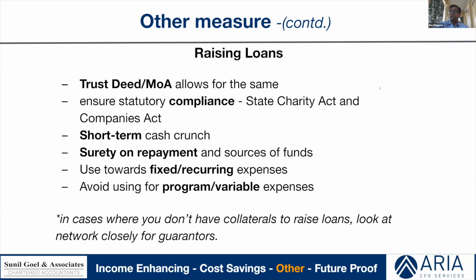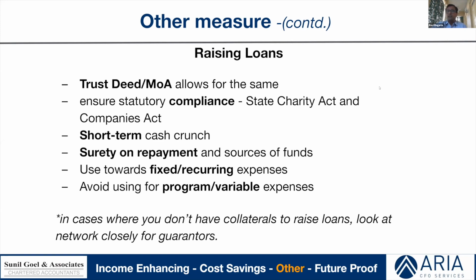When I say short-term crunches, it is when you have clarity on when the next tranche of money or the big chunk of money is coming in, and you have surety on how you're going to use those sources of funds to be able to pay this loan back. Again, the use of the loan should be towards fixed and recurring expenses only, and not towards program and variable expenses. This will ensure that you survive the span of time which is the most difficult without having to spend on programs.